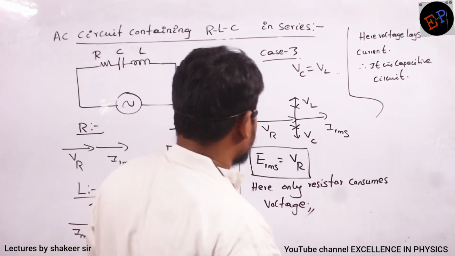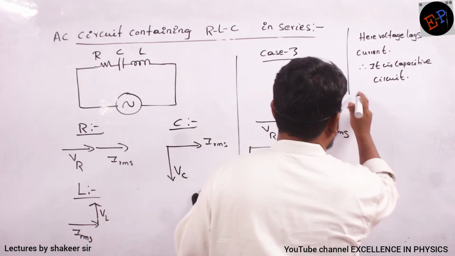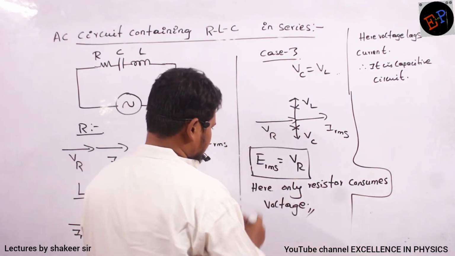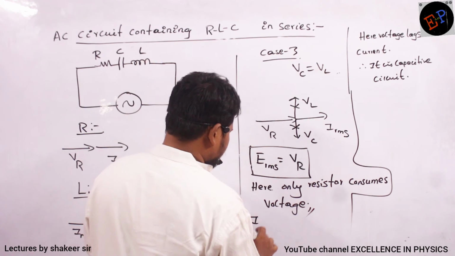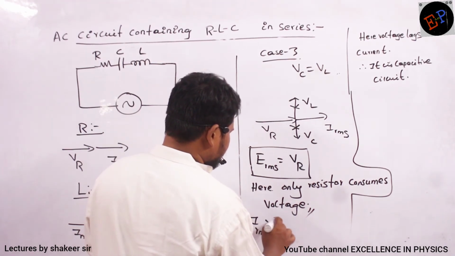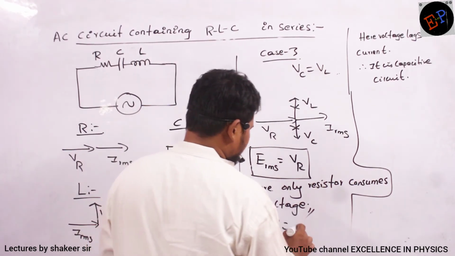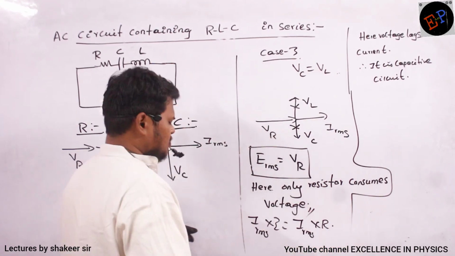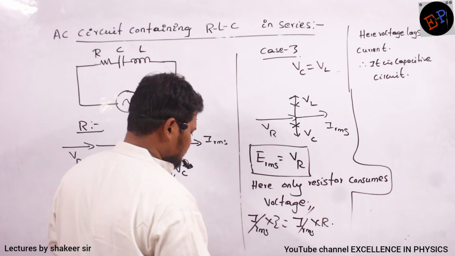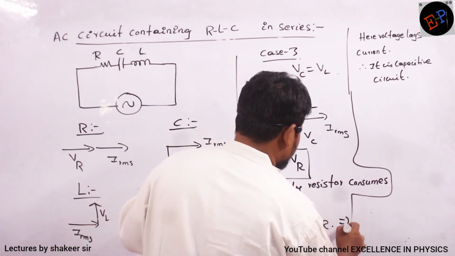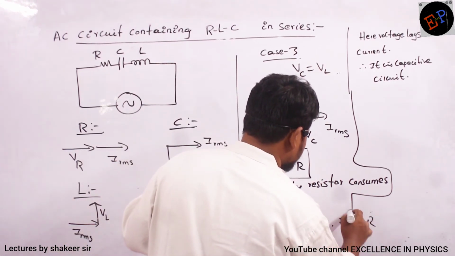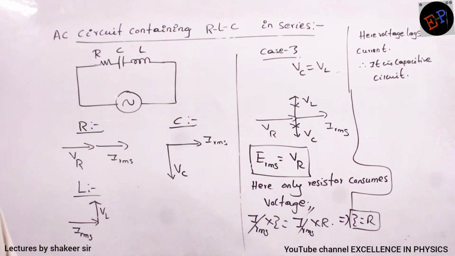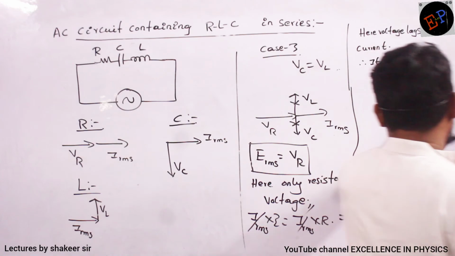So therefore what I write here, now in this condition, ERMS can be written as IRMS multiplied by Z. VR can be written as IRMS multiplied by R. So what I understand, if I cancel IRMS, then the impedance of the circuit is only because of resistance.